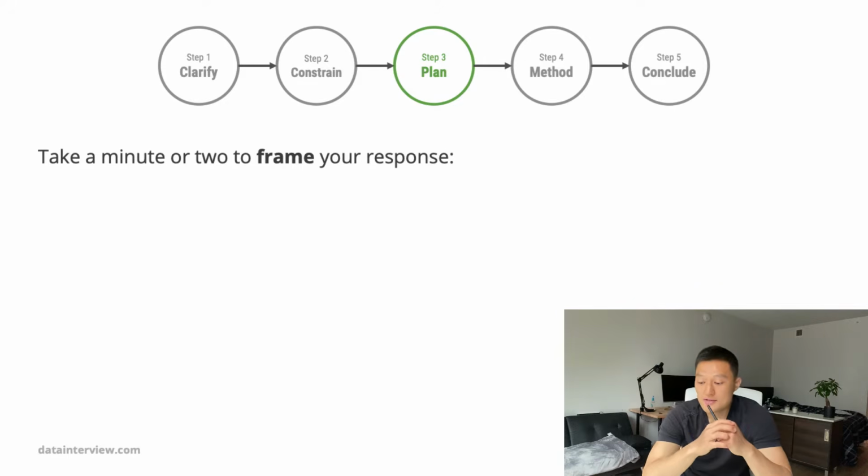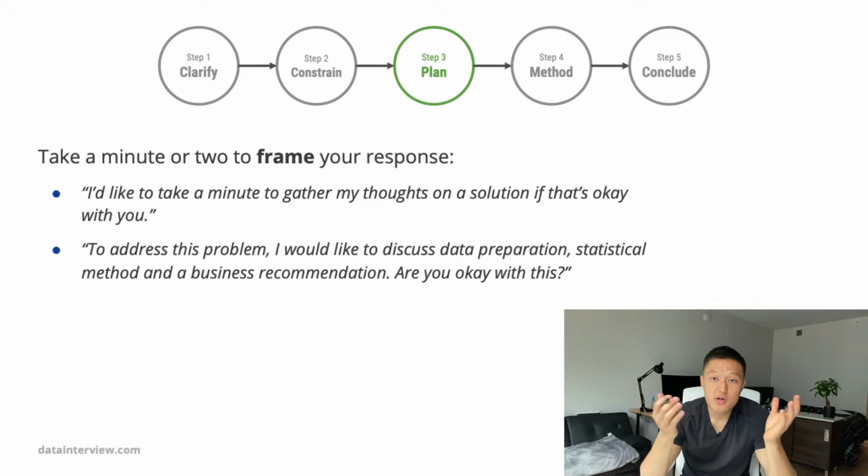So the next step is to actually plan things out. You may want to take a minute or two to frame your response. If you have a sheet of paper or journal or Word doc, create an outline of what your solution and your methodology could be. You can just tell the interviewer, hey, I need a minute or two to gather my thoughts. Is that okay with you? And then once you're done, you can resume by saying, to address this problem, I'd like to cover X, Y, Z. In this case, you can say something along the lines of data preparation, statistical method, and business recommendation.